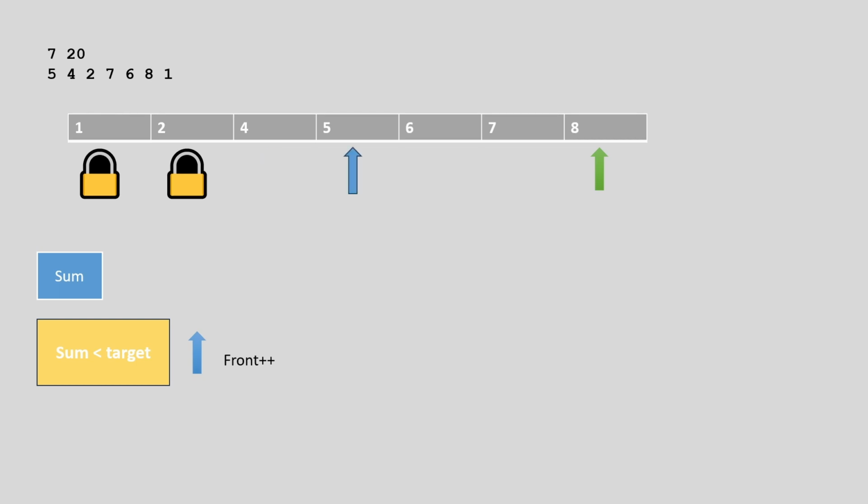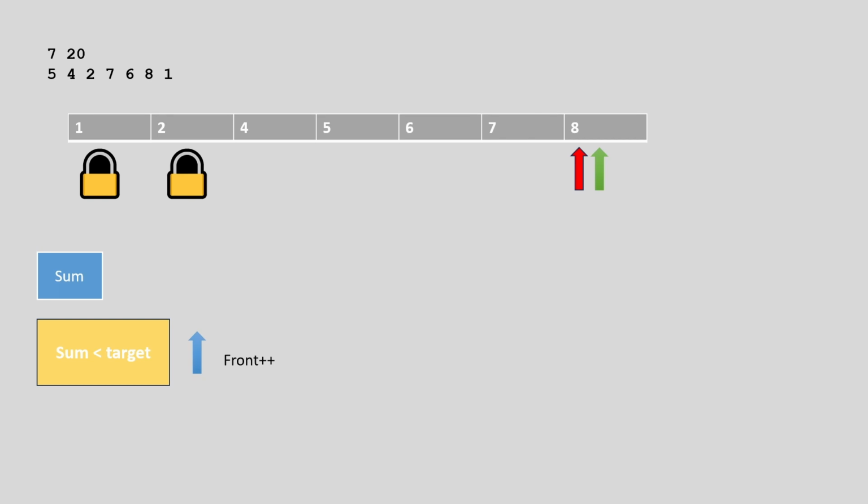Now here again the sum would be 16, right? 1 plus 2 plus 5 plus 8, which is still less than 20. So we will increase. Again it is less. This would be 17. We will increase. Now 1 plus 2 plus 7 plus 8, again less, which is 18. So again we will increase.